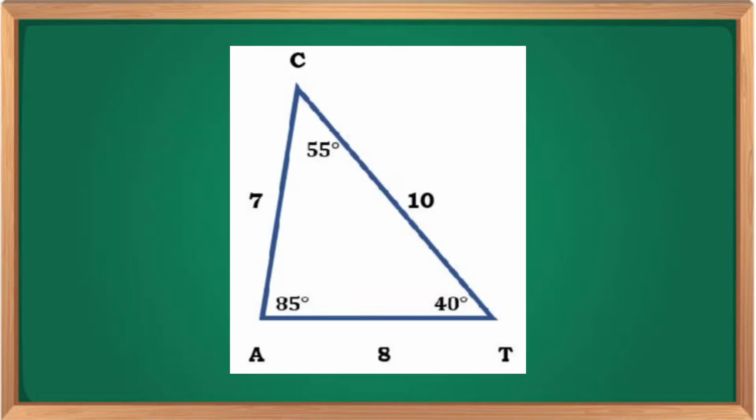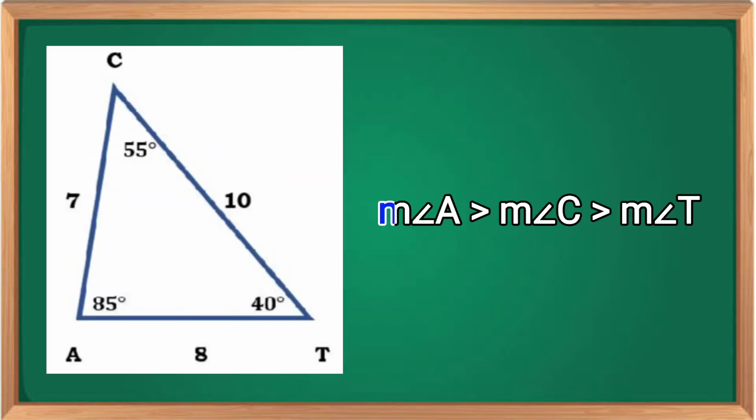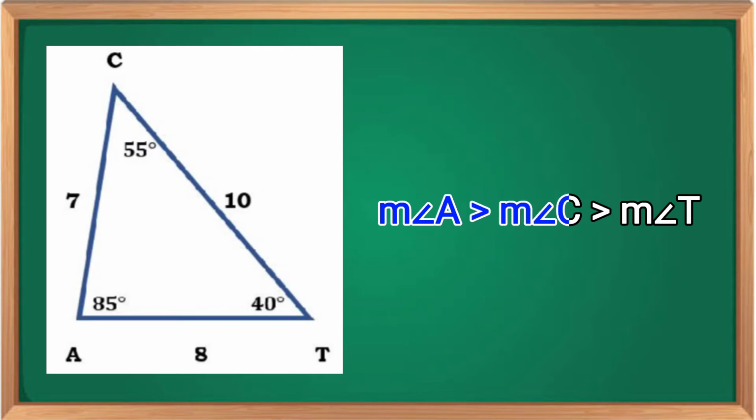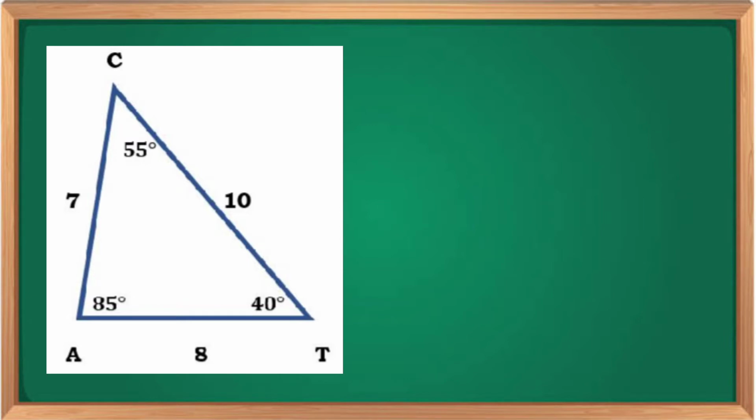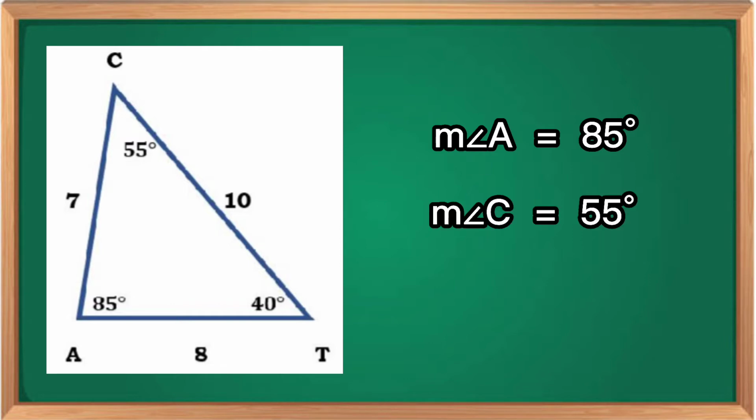Now, look at the measures of the angle opposite these sides. Observe that the opposite angles are also unequal in the same order as that of the sides. Our measure of angle A is greater than the measure of angle C, greater than the measure of angle T. Because measure of angle A is equal to 85 degrees, measure of angle C is 55 degrees, and measure of angle T is 40 degrees.